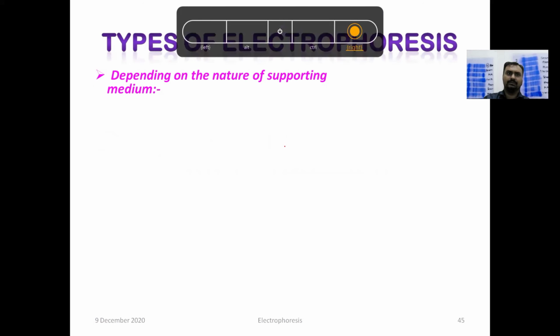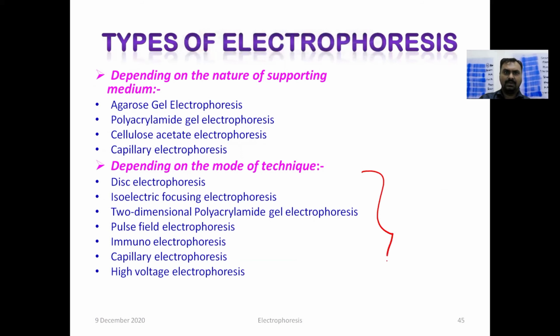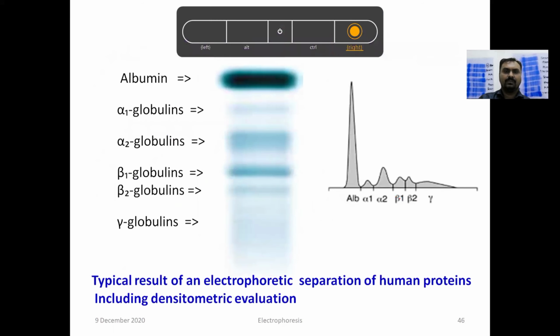Now, what are the different types of electrophoresis? Depending on the nature of the supporting medium, it can be agarose gel, polyacrylamide, cellulose acetate, or capillary electrophoresis. Depending on the mode, it can be isoelectric focusing, polyacrylamide gel electrophoresis, phase or pulsed field, immunoelectrophoresis, capillary electrophoresis, or high voltage electrophoresis. So depending on the mode of the technique, these are the different types.